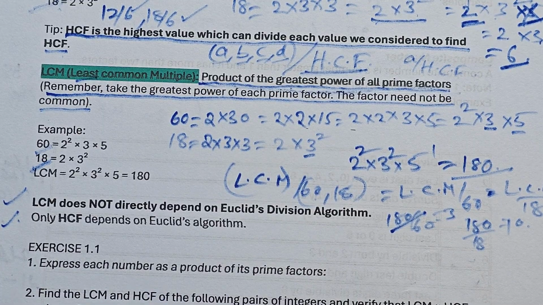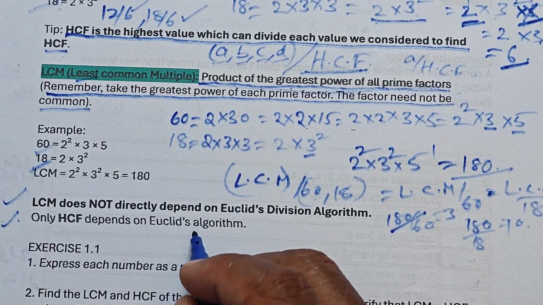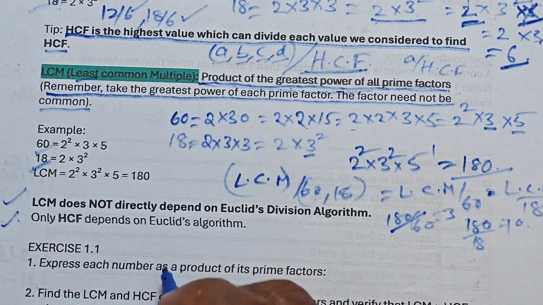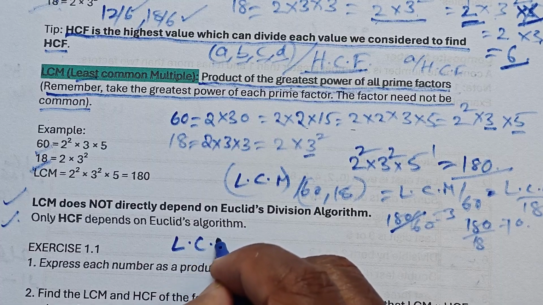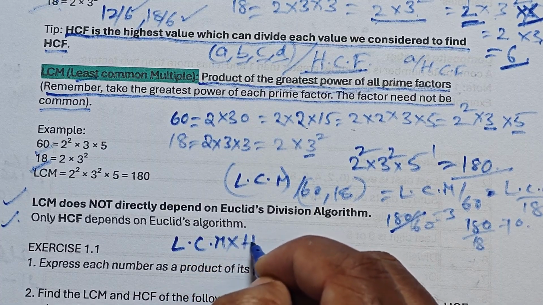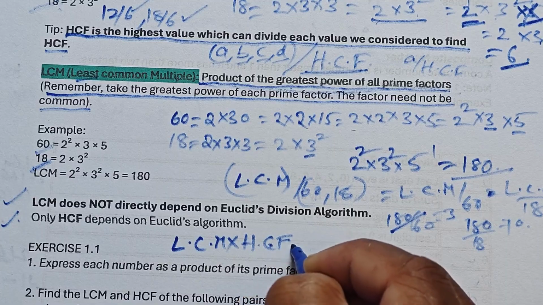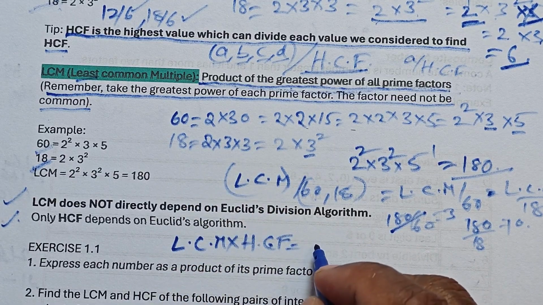And there is one thumb rule. If you find both HCF and LCM, LCM into HCF will always be equal to the product of the given numbers.